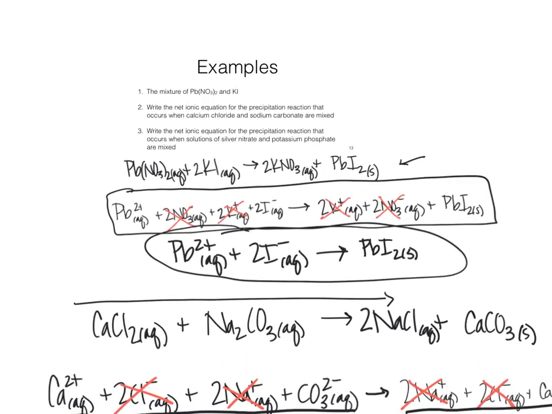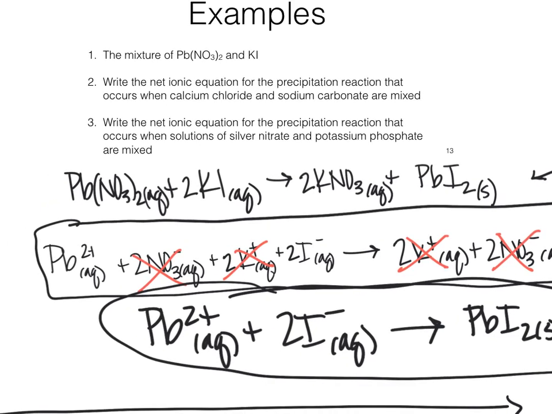Don't forget to give this last one a try: the net ionic equation for the precipitation reaction that occurs when solutions of silver nitrate and potassium phosphate are mixed. Give that a go and let's see what you get.